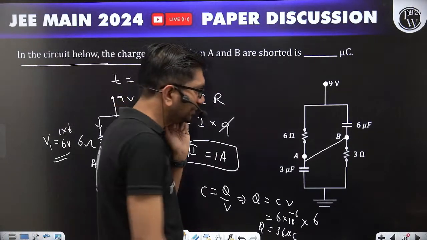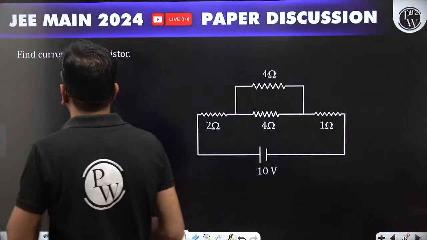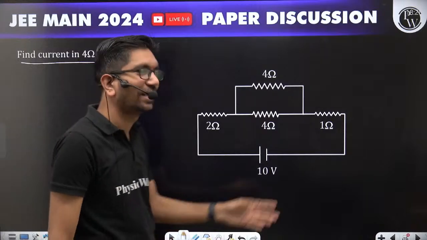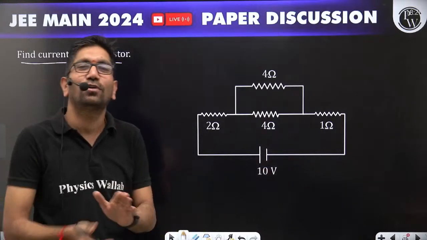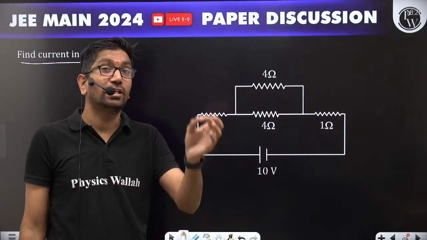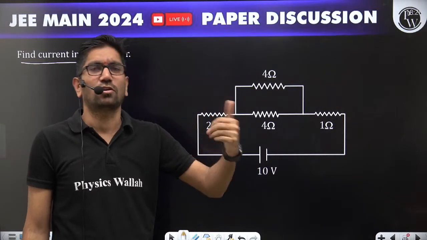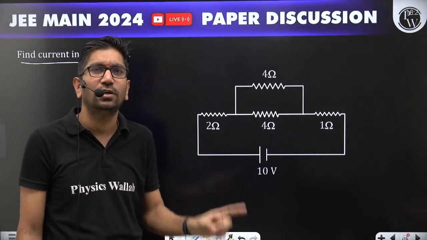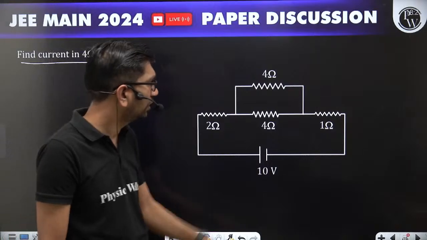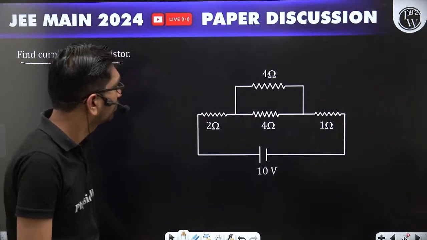Chalo. So let us move toward the next question now. Find current in 4 ohm resistance. After seeing this diagram, if you are perfect in combination of resistors or combination of capacitors, definitely you will get one question from this topic, beta. Then you can solve this one very easily.